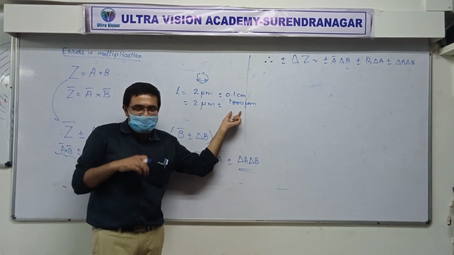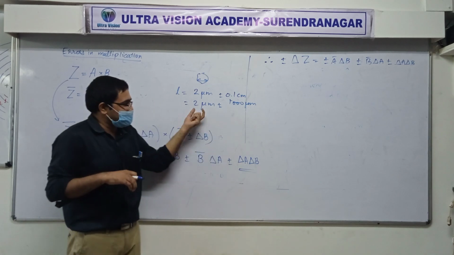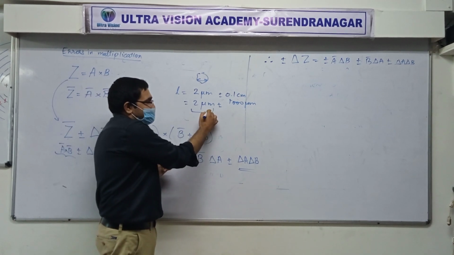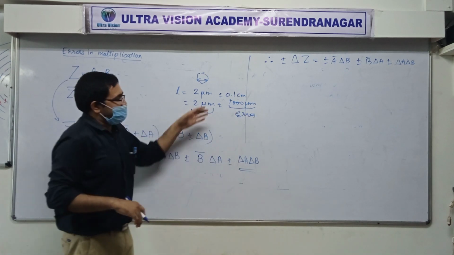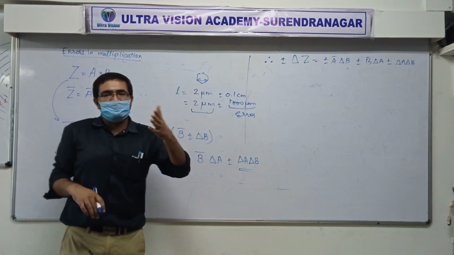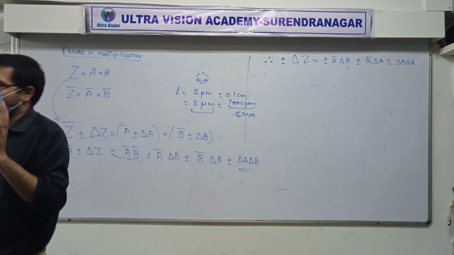This is only 2 and you are saying plus or minus 1000. Did you understand? What you are measuring, its measured value would be so small compared to the error. So whenever the error is big, the measurement is absolutely useless.